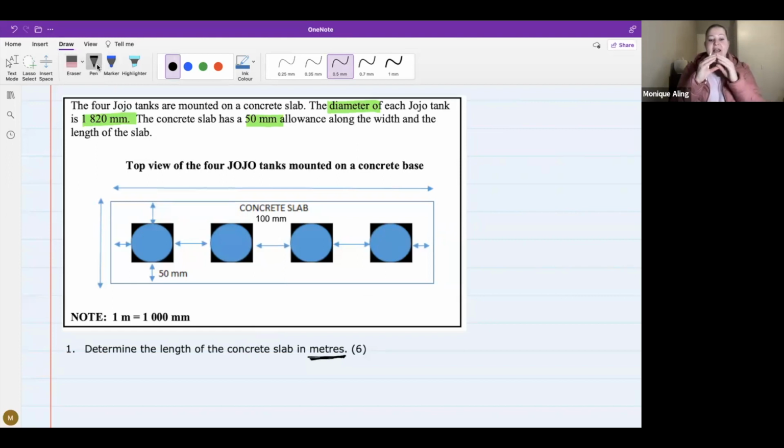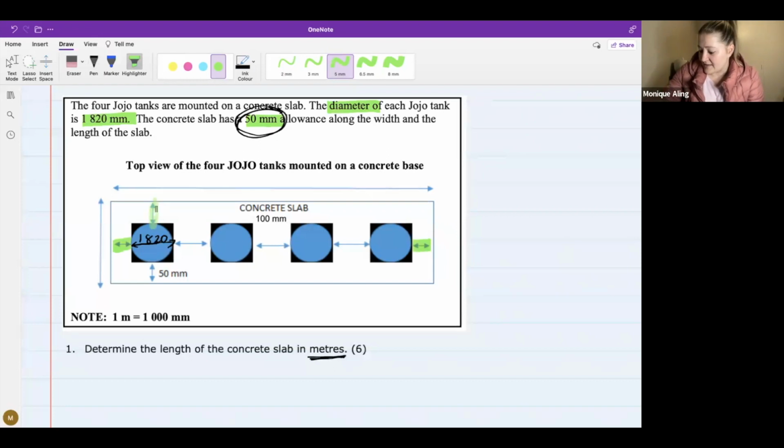And they told us the diameter of each cylinder is 1,820. So that's from one edge of the cylinder to the other. In the question, they told us there's an allowance of 50 millimeters, and I've highlighted that in green. They told you along the width and the length. So the 50 millimeters is over here, here, as well as there, and there.